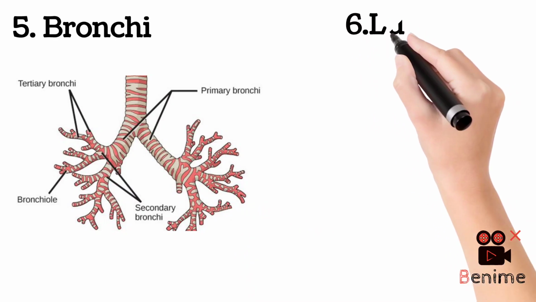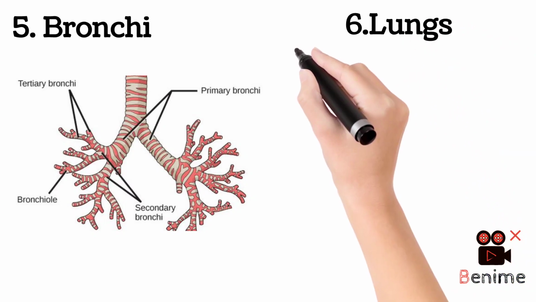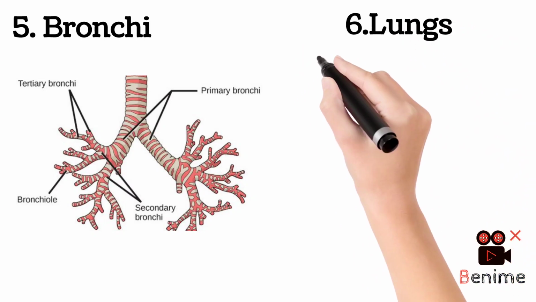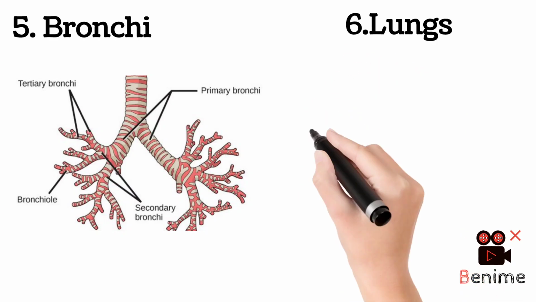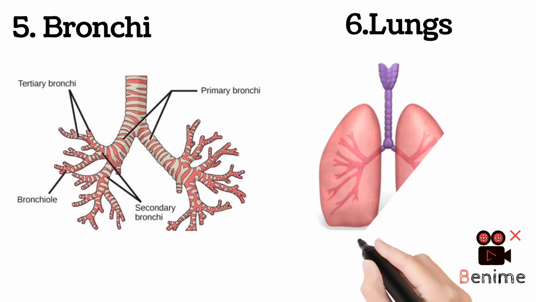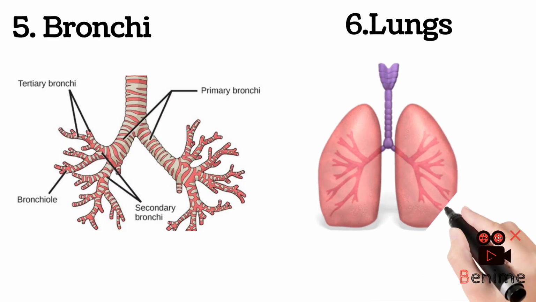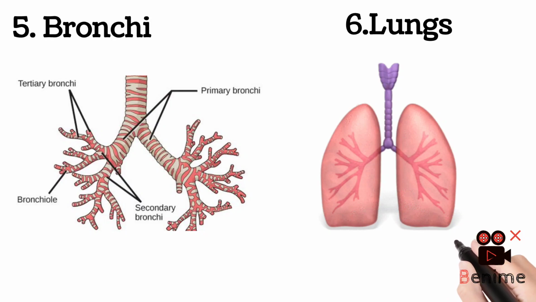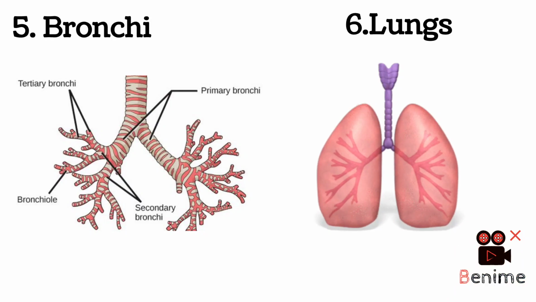Sixth one, lungs. Lungs are the main organ in the respiratory system which are situated in the chest cavity on either side of the heart. Following are the components of lung. Each lung is covered by a double-layered membrane known as pleura.